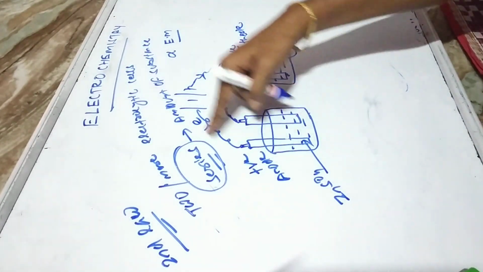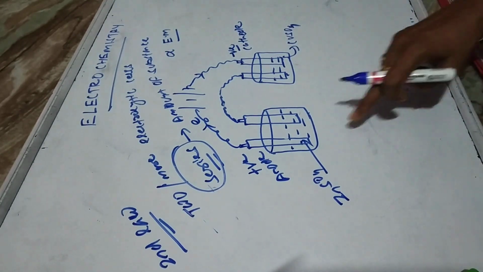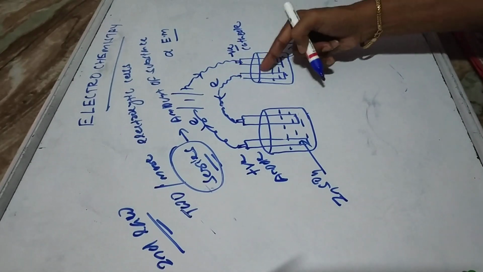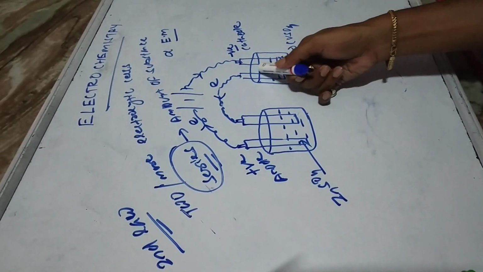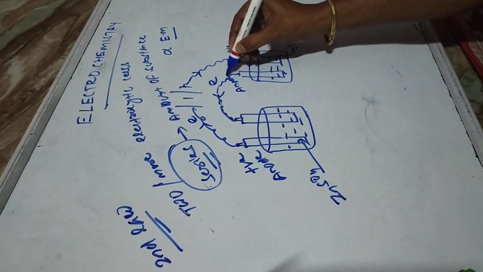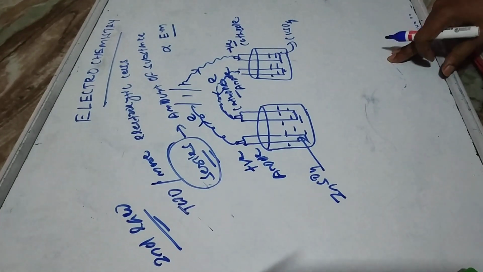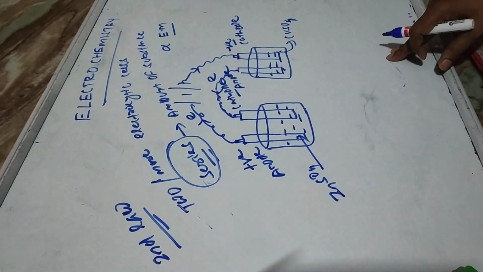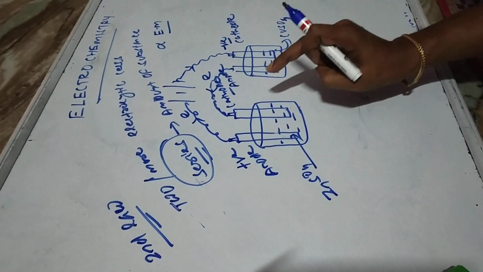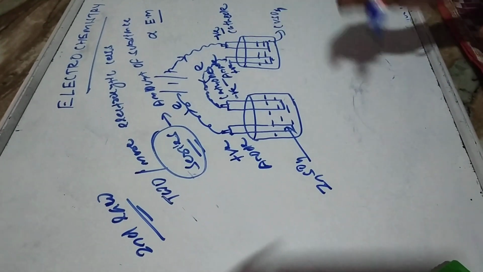Now both the cells are in a close connection, and it becomes a closed circuit. Then the electrons start to flow from this electrode to this electrode. So here the electron is released, so this is the oxidation part. This acts as the anode, and this acts as the cathode. So now it becomes a series connection. Now what will happen according to the second law of electrolysis? This cathode electrode is negatively charged, and the anode electrode is positively charged.